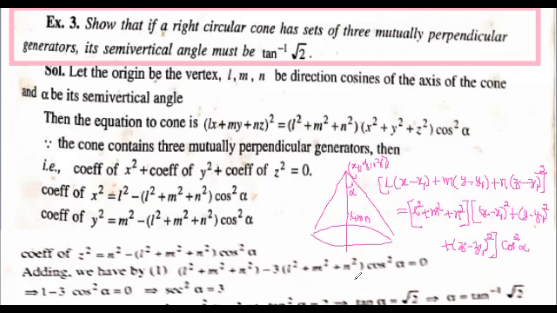That becomes 1 minus 3 cos square alpha equal to 0. Therefore, 3 cos square alpha equal to 1, so cos square alpha equal to 1 by 3. Therefore, secant square alpha equal to 3. That is how we get it. In this way, you can see that secant square alpha is 1 plus tan square alpha. So tan square alpha equal to 3 minus 1, which becomes 2. Therefore, tan alpha equal to square root of 2, and alpha equal to tan inverse root 2.